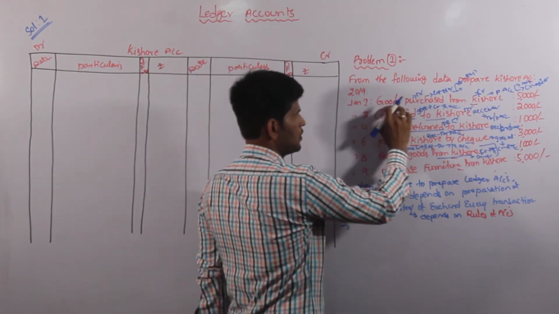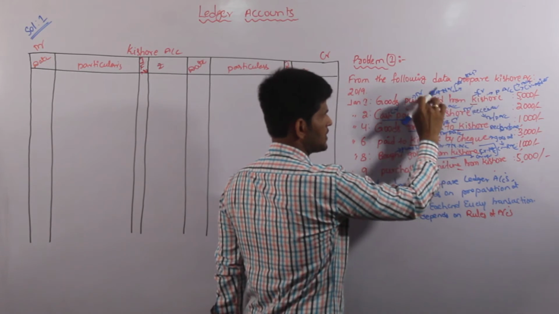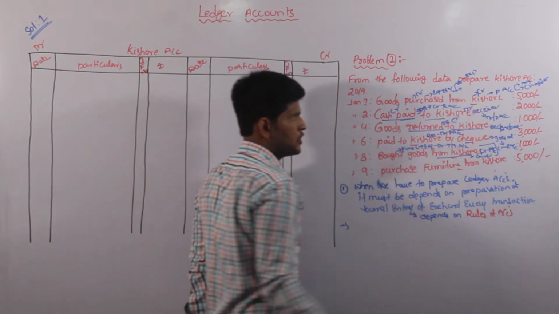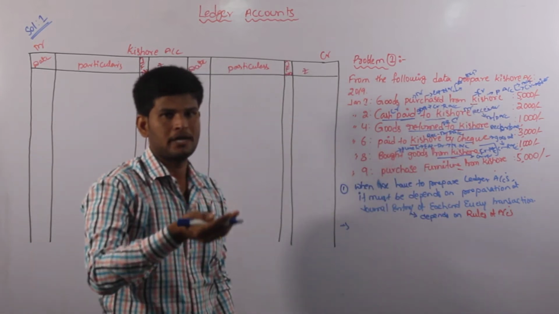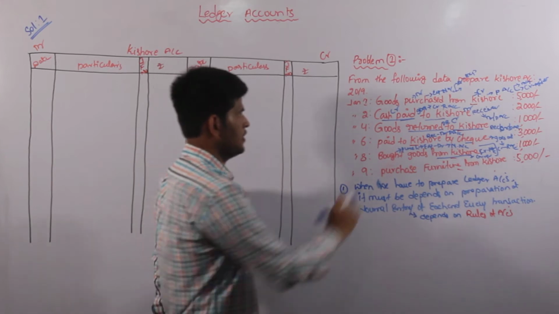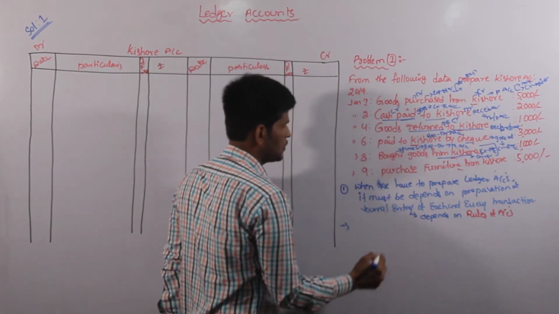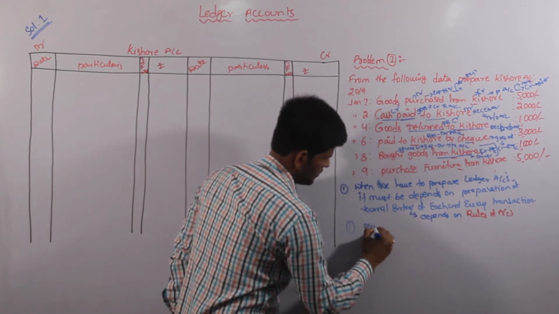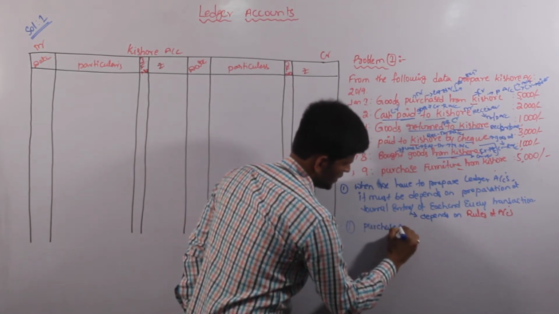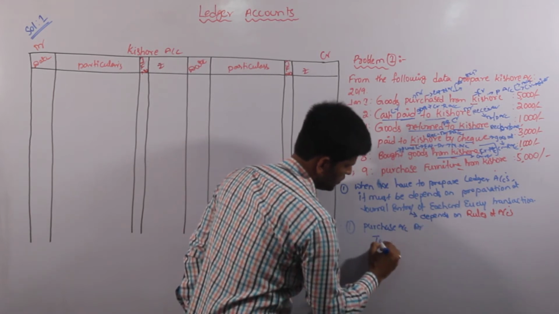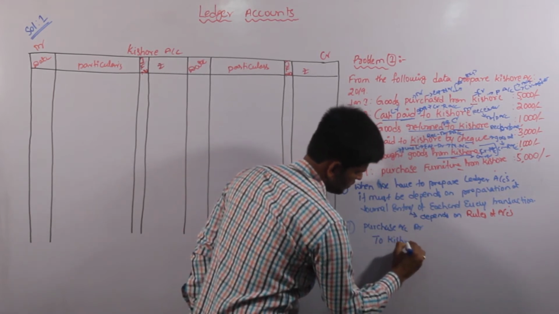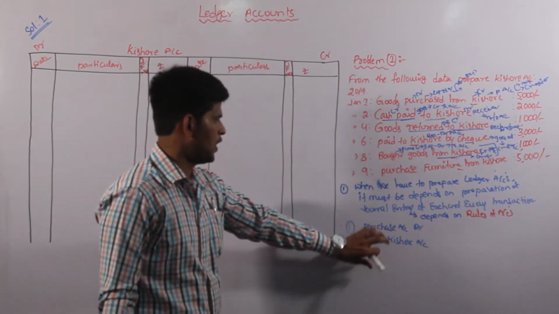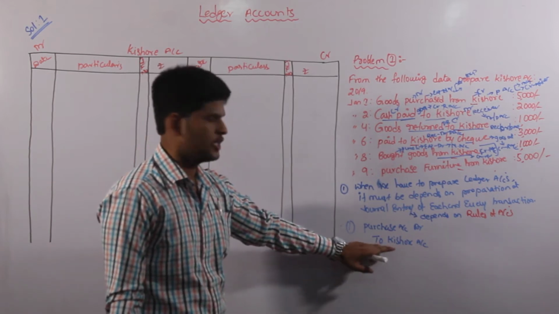The first one, goods purchased from Kishore. Purchase is going to be debit according to the rule of nominal account. From Kishore is nothing but Kishore is giving, according to personal account, the giver is on the credit side. So the first transaction will be converted into a journal entry as purchase account debit to Kishore account. Right? This is the first one. We have to enter this first day transaction into the journal entry.